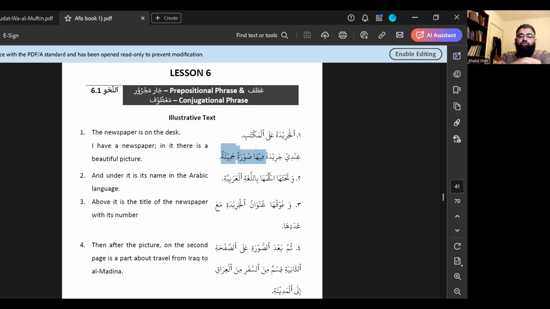Fiha suratun jamila. Now, fiha suratun jamila is a complete sentence by itself. But if you notice, the full stop is at the end of the whole line. Fiha, in it. Fi is another preposition, meaning in. Ha means it. The ha is referring to jarida in the first half of this sentence, indi jaridatun, because that's feminine. Jaridatun has a ta marbuta, the round ta at the end. So in fiha, the ha refers to it.